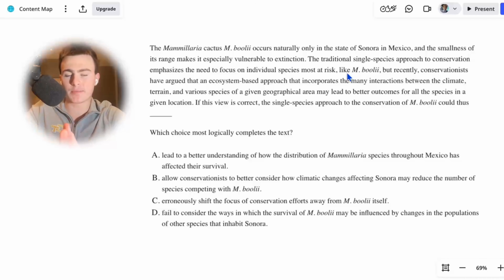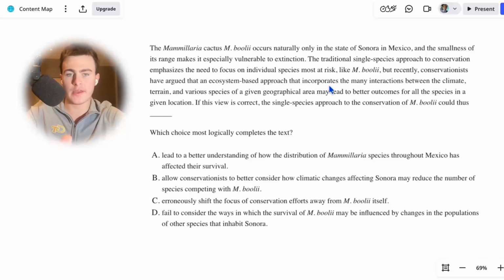So the single species approach is that we should focus on this MB cactus, which is at risk. But recently, these people say that you have an ecosystem-based approach. So they are contradicting, they're introducing a new idea: that this incorporates the many interactions between the climate, terrain, and various species of a given geographical area may lead to better outcomes for all the species.